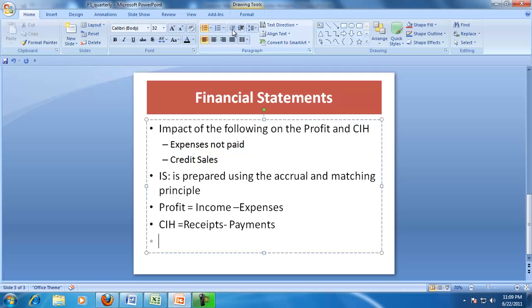So at any point of time, one of the important relationships we will keep on observing is this: cash is not equal to profit. Later on we'll understand why profit is not equal to cash.